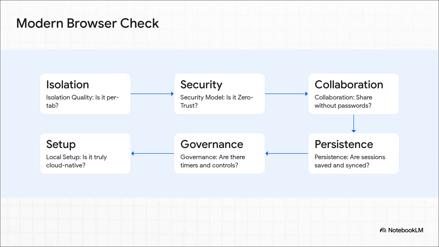So as you go out and look at tools to tame your own workflow, these are the new standards you should be looking for. You've got to ask, is the isolation truly per tab? Is the security model really zero trust? Can you collaborate without sharing secrets? Does it save your sessions across all your devices? This right here is the checklist for a modern, secure browser.